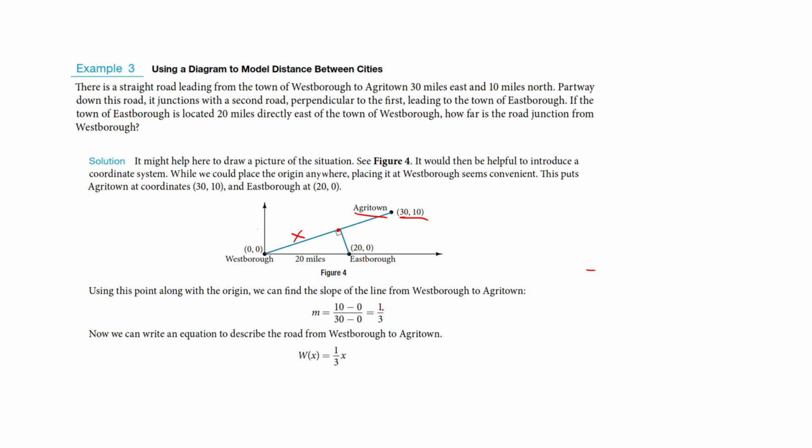And when they crunch that, I just want to make sure we're using the right thing. So it turns out to be 1/3. So the y-intercept for this line is 0 because we're going through the origin. So they have made an equation for this line from Westboro to Agratown. Does that make sense? They just took the slope. That's all they did. And you're thinking, well, why do they need that? Well, let me show you.